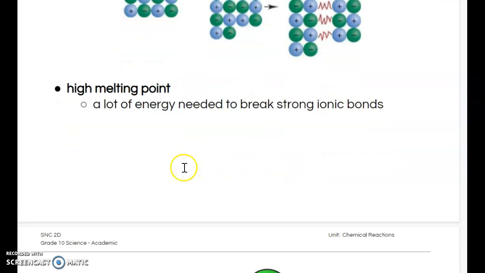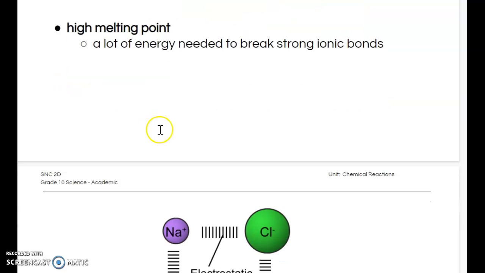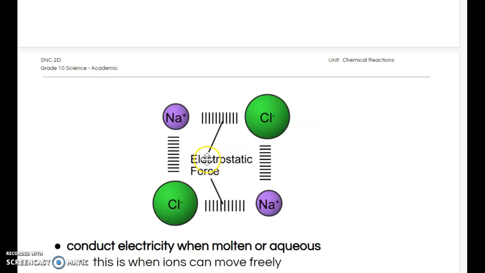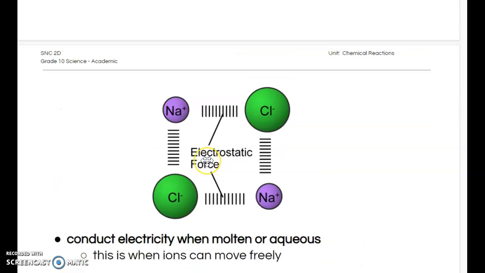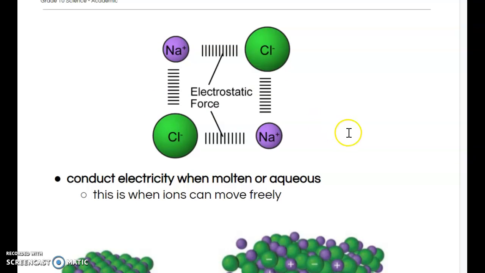They also have a very high melting point. It requires a lot of energy to break the strong ionic bonds that they form. If you put a cube of salt into a frying pan, it takes a lot of energy to break the bonds and break the ionic compound down.